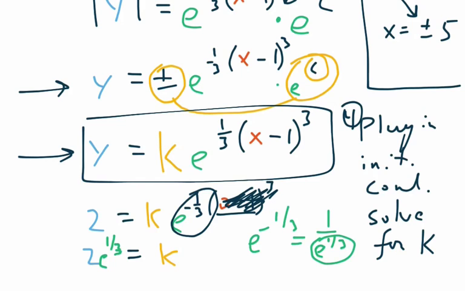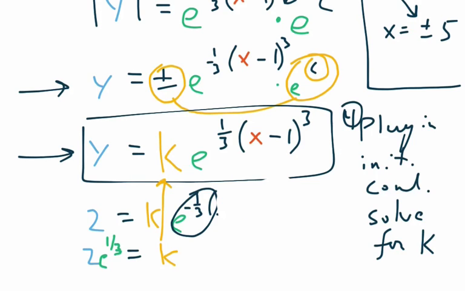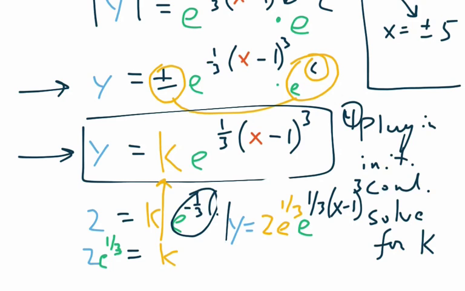The only thing we have left to do is to rewrite our equation with the new k value. So when we do this, we'll get our final answer of y equals, and then I'm plugging in k, so 2e to the 1/3, and then we have all the rest of the stuff. So e to the 1/3 x minus 1 cubed. And that is the particular solution.